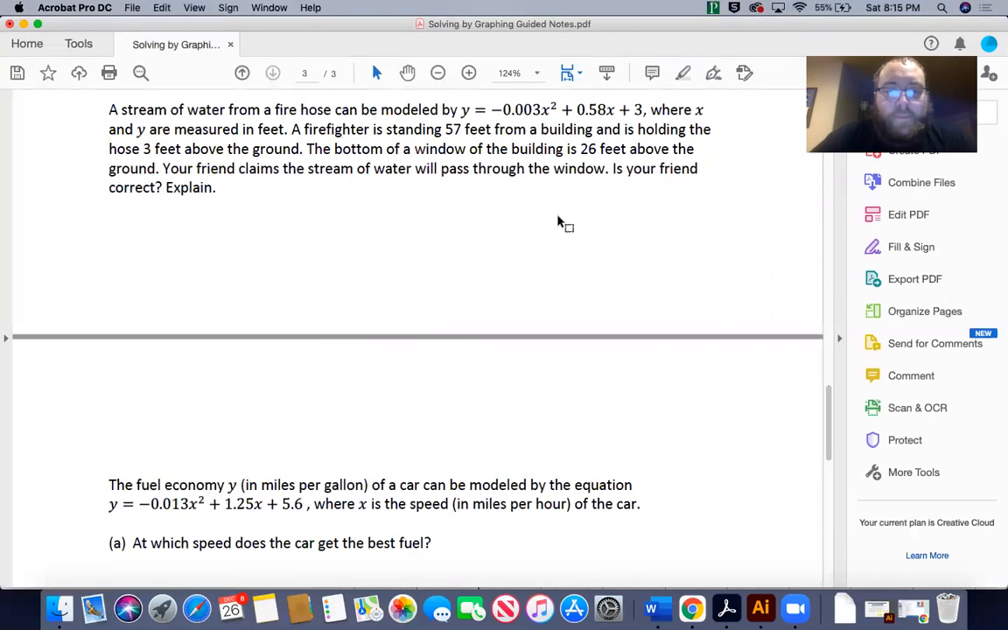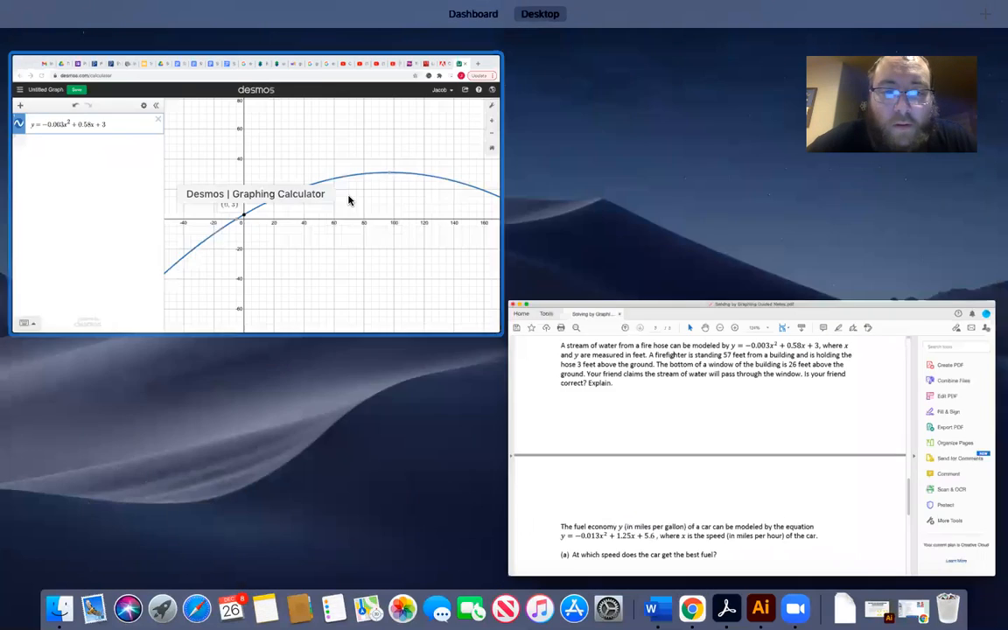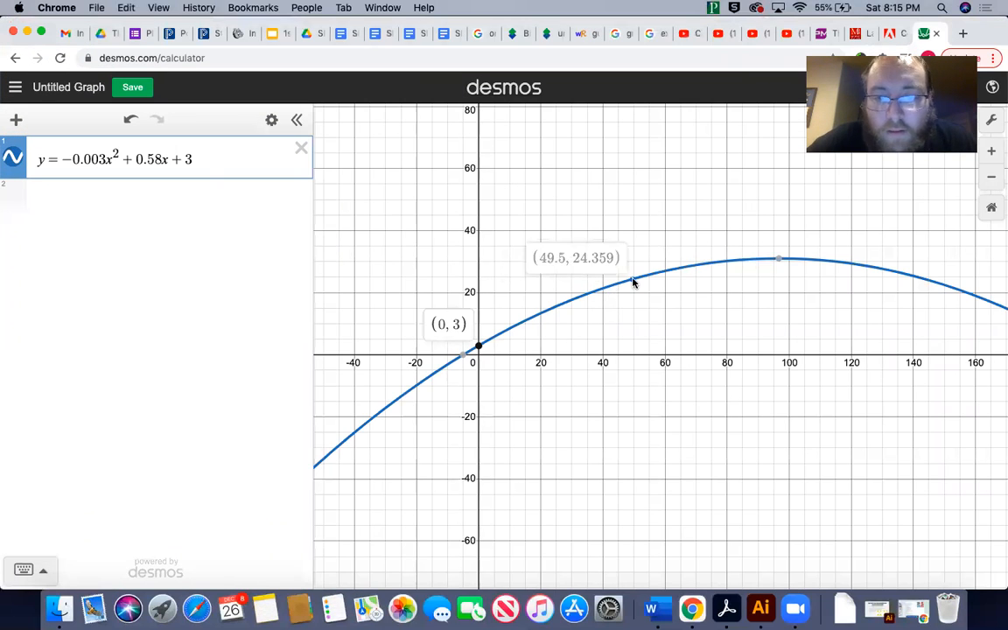So let's see. Your friend claims the stream of water will pass through the window. Is your friend correct? They are correct, because if you look at the model of the stream of water here, eventually it gets 26 feet tall. In fact, it gets all the way up to 30 feet tall, or 31. So it definitely will pass through a window that's 26 feet tall. You just have to be standing about 56 feet back.